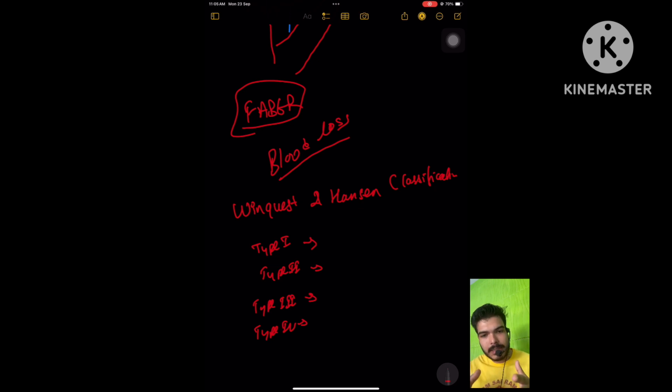The same mechanism is here also, that the Winquist and Hansen's classification type 4 refers to a severely comminuted fracture. Okay, now what do you mean by type 1, type 2, and type 3? See, type 1 is the least common, I mean to say the least injurious or the least dangerous one.